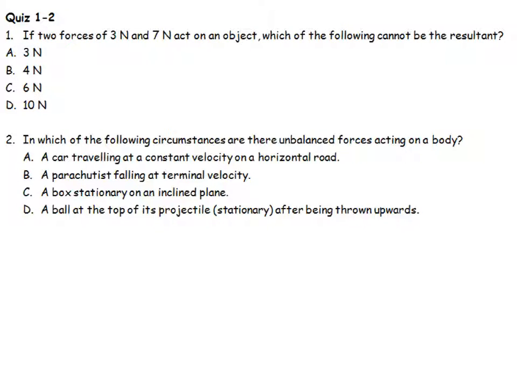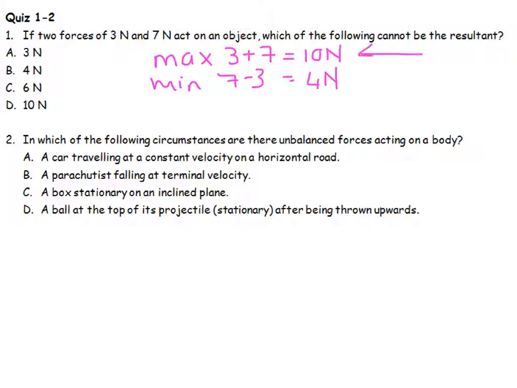If you have two forces acting on an object, 3 newtons and 7 newtons, you'll remember from vectors that we can get a maximum force of the two added together, 3 plus 7, which is 10. And you can get a minimum force of 7 minus 3, which is going to equal 4 newtons. The maximum force is a result of them acting in the same direction, and the minimum is from them acting in the opposite direction. So anything in between is possible. So 4 newtons is the minimum, 10 is the maximum. Anything in between works, so the only one that doesn't work out is 3 newtons.